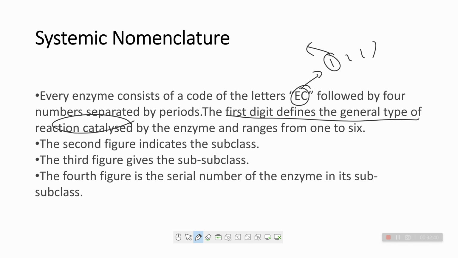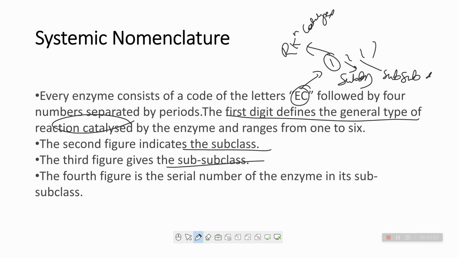It means the first digit specifies the type of reaction catalyzed. Right? The second figure indicates the subclass. The third figure indicates the sub-subclass. And the fourth indicates the serial number of the enzyme in the subclass. They indicate the serial number when they were discovered. Right?